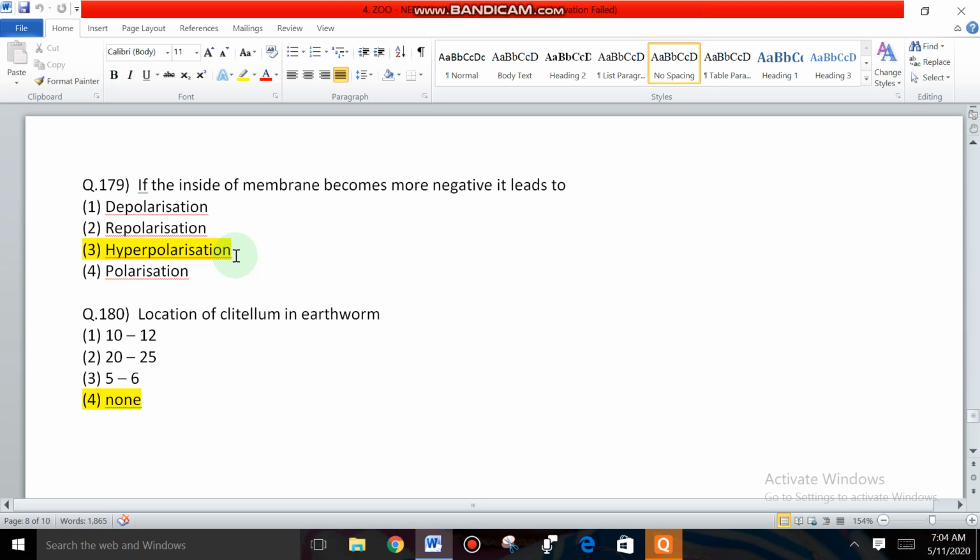Okay. Right. Location of clitellum in earthworm. 14 to 16, 14, 15, 16, clitellum is present. So none of the above. So clitellum for what purpose? At the time of reproduction, after the fertilization, the clitellum helps. Up to this clear?